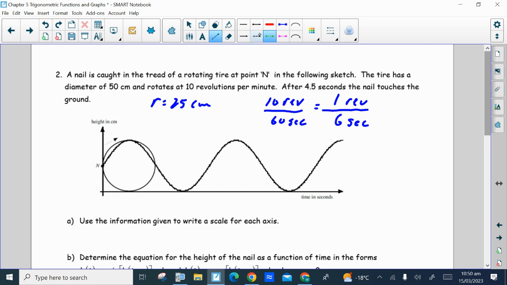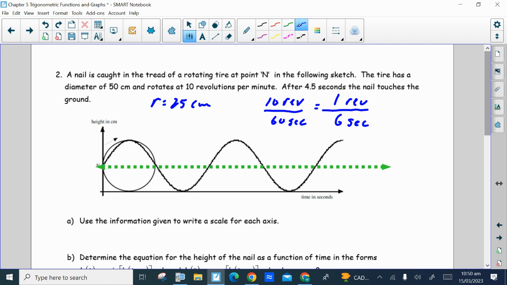So if we draw in our horizontal midline here, and we know that it will be at N, because N is in the middle of the circle. It's halfway up from the bottom. And we know that it takes 6 seconds to go through one cycle. That is our period.